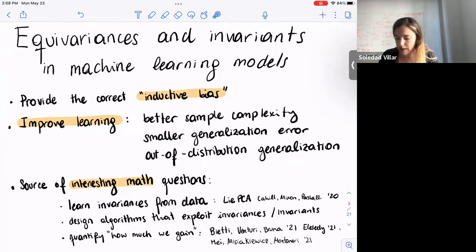So for instance, how can we learn invariances from data? How can we learn the symmetries from the data in a way that is practical and scalable, and introduce that into the design of the machine learning models? How can we design algorithms that exploit invariances and invariants? I'm going to spend some time in this talk explaining how we design these algorithms and how we quantify how much we gain by doing this versus the standard baseline of the standard machine learning models.